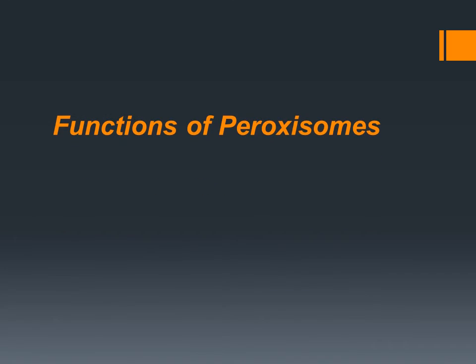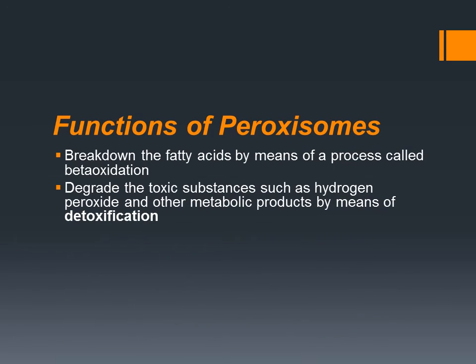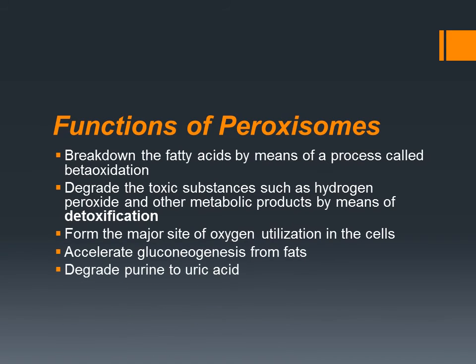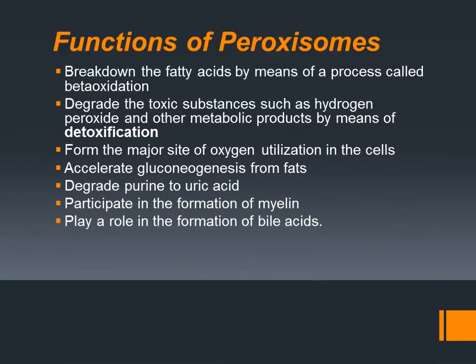Functions of peroxisomes: break down the fatty acids by means of a process called beta oxidation, degrade the toxic substances such as hydrogen peroxide and other metabolic products by means of detoxification, form the major site of oxygen utilization in the cells, accelerate the gluconeogenesis from fats, degrade purine to uric acid, participate in the formation of myelin, and play a role in the formation of bile acid.